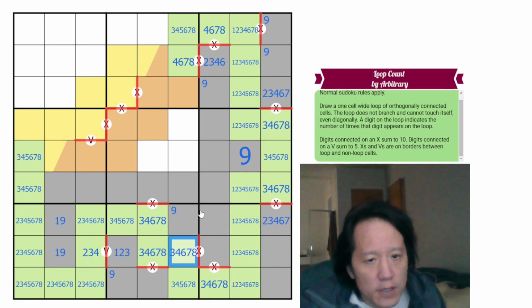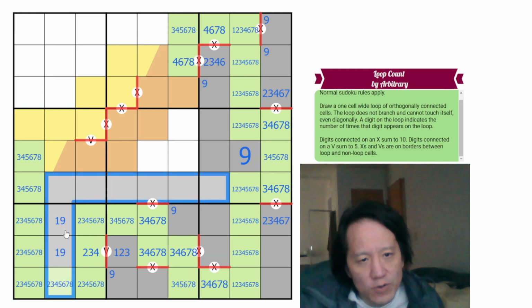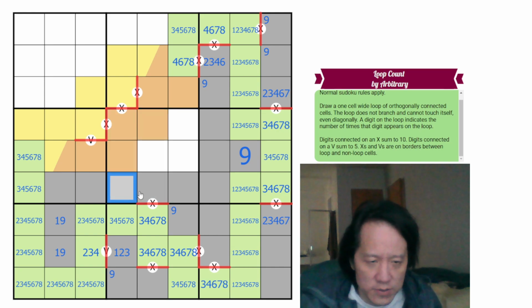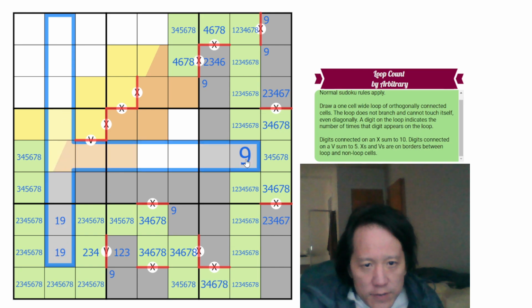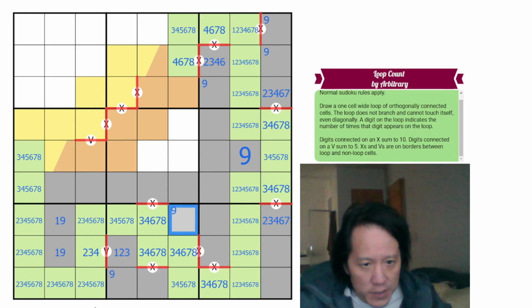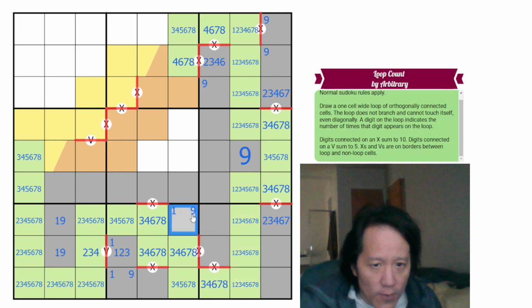We know 8 cannot be in the gray. Well, that's not true. It could be here, right? Because if the orange is not on the loop, the 8 has to be on the gray in one of the gray cells there. This can't be 9. This can't be 1. So 1 is one of these 3. That's not helpful.